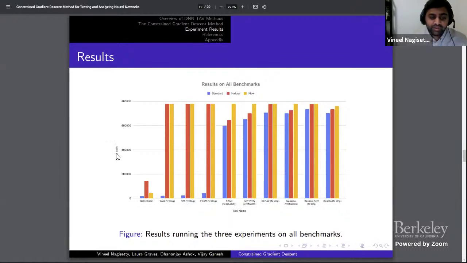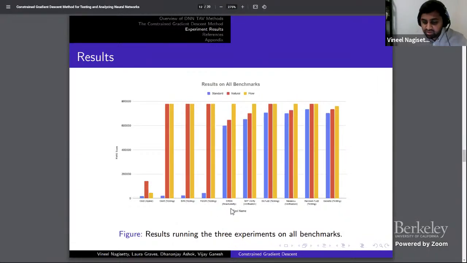So on the y-axis here, you see the par2 score. And each of these collections here correspond to one of the tools that we used. And each of the colors correspond to each of the experiments. So blue is the standard adversarial example experiment. The red is the natural one, and the yellow is the flow. So from left to right, we've got constraint gradient descent here. Carlini and Wagner, which is an optimization-based testing method, a bounded iterative method, fast gradient sign method. These 3 are testing optimization-based methods.